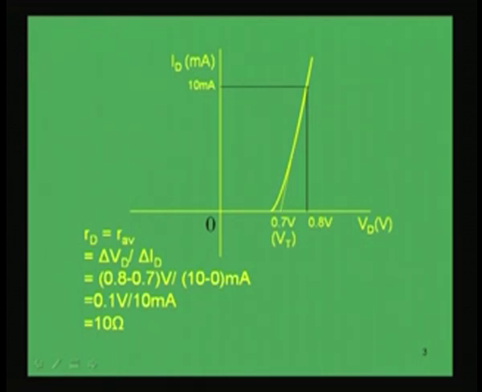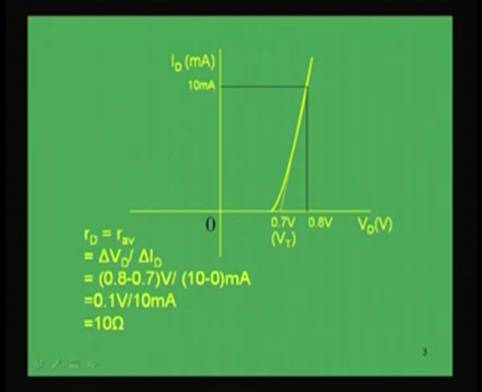So, as this region is linear, that we are approximating by piecewise linear approximation, we can find from these 2 points the average resistance. That can be found out if we divide the change of voltage by the change of current between these 2 points. So, one point is this one, the other point is this one.